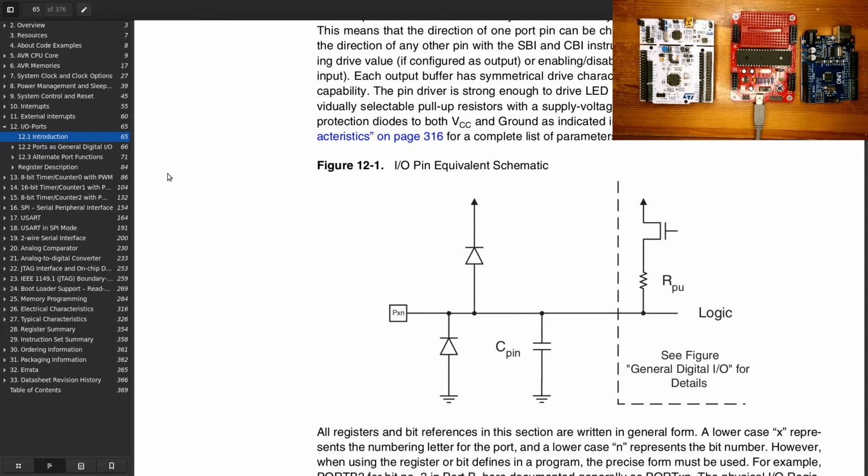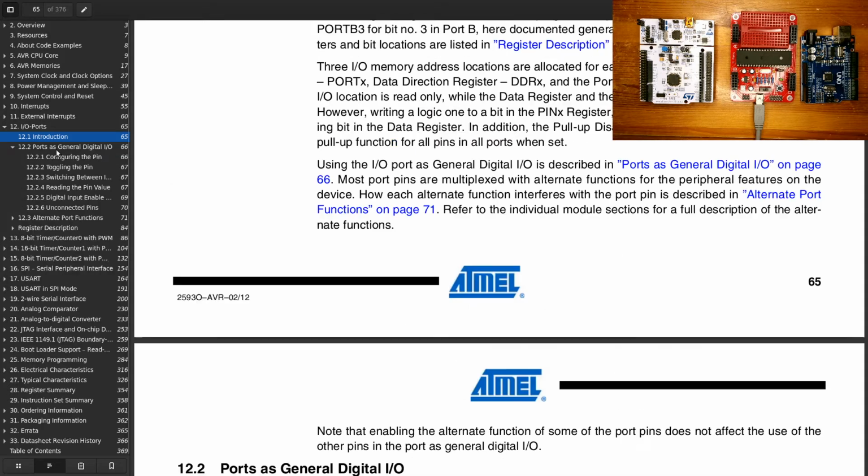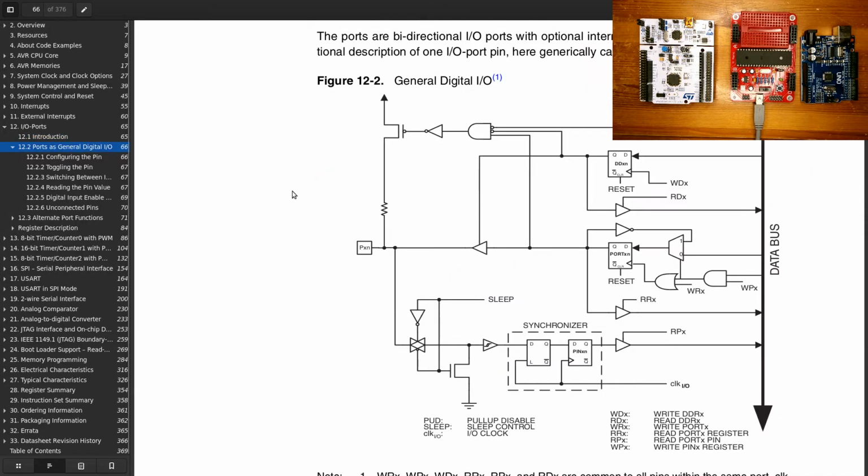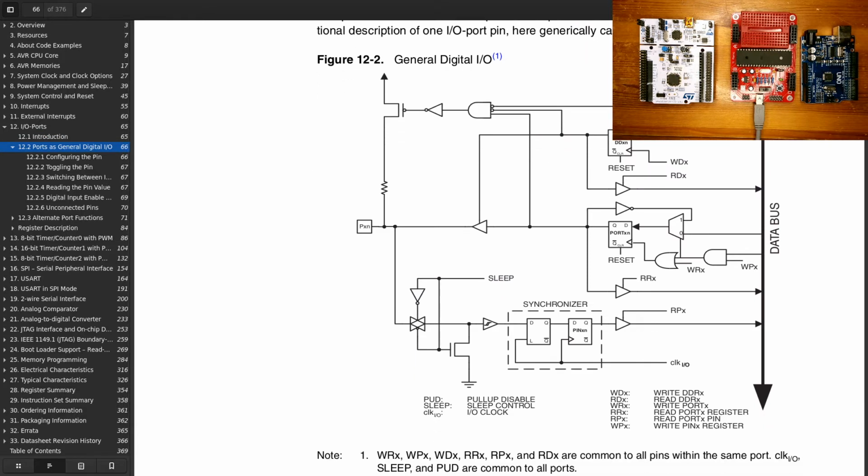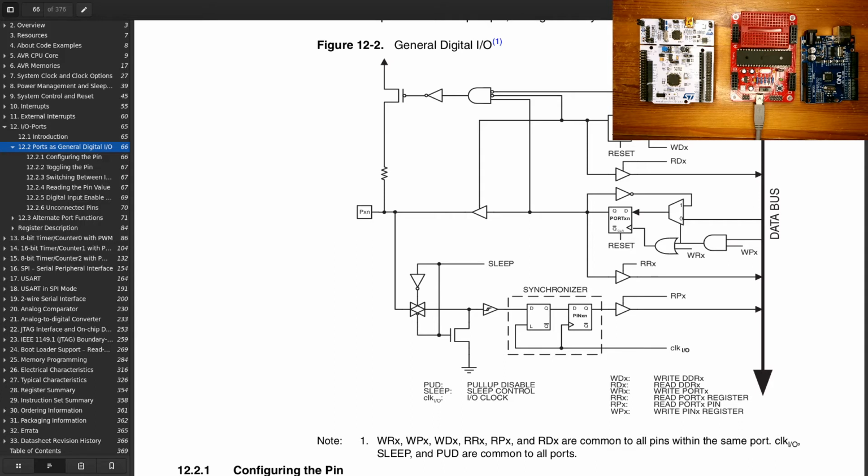So if we scroll down a bit more, we can see there's a section, ports as general digital I/O, and this contains a bit more of a complicated diagram, but it's essentially just telling you the logic behind it. So we can see for the same thing, we've got the pull-up resistor, and then we have the logic to control it. And then, so this is the output logic here, and this is the input logic, and then we have the pull-up control logic.